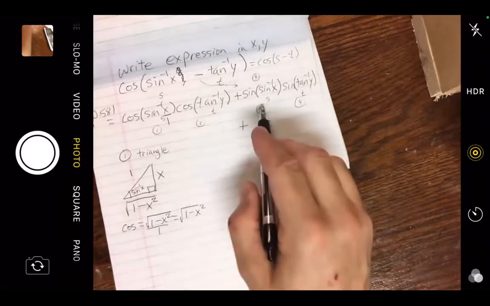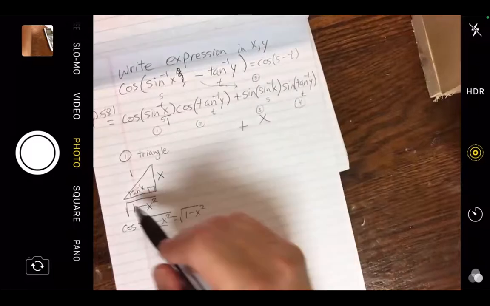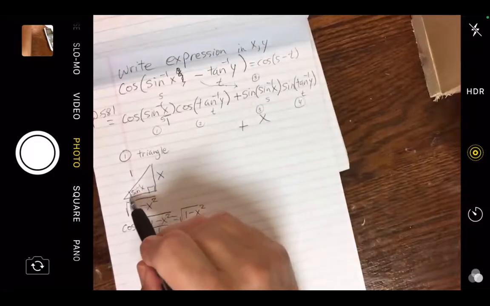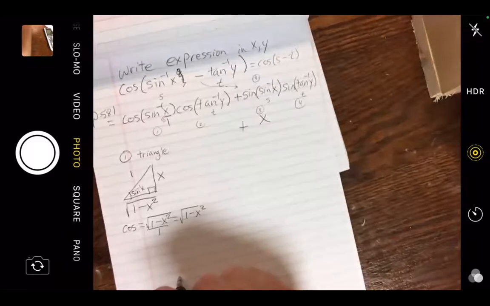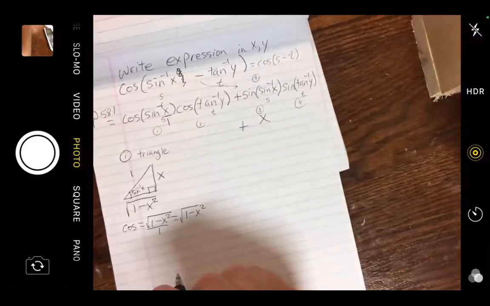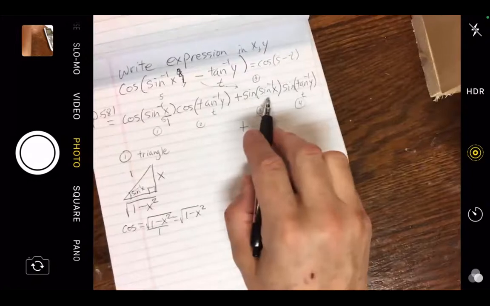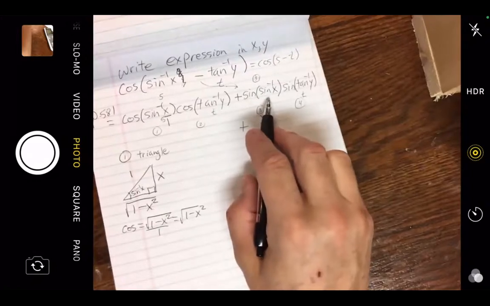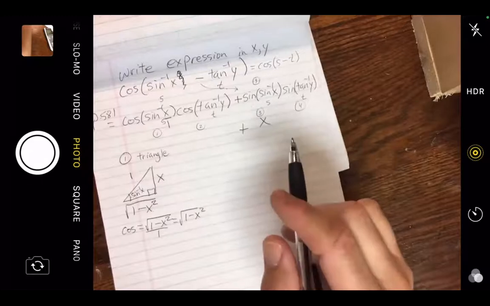I could show you how piece 3 works out off the same triangle, but in fact, you can almost see it here. The sine on this is x over 1, which is just x. All right, so I've worked out piece 1 and I've worked out piece 3. Are you ready for piece 2 and piece 4? Yeah. Okay.